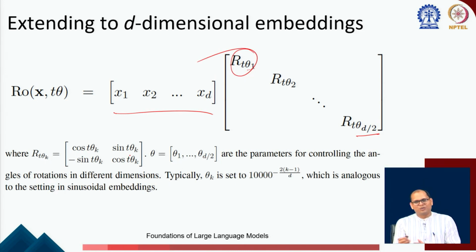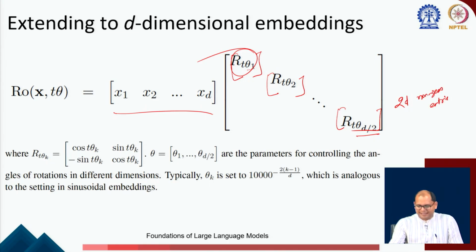So, it is not a fully diagonal thing. You have a 2 cross 2 matrix here, another 2 cross 2 matrix here, and again a 2 cross 2 matrix here, right. So, in this d by d matrix, only 2d entries are non-zero, others are 0, right. And you can see that each rotation matrix is 2 cross 2.